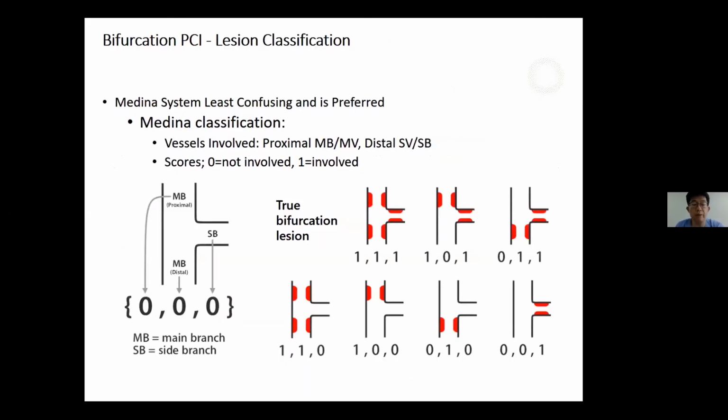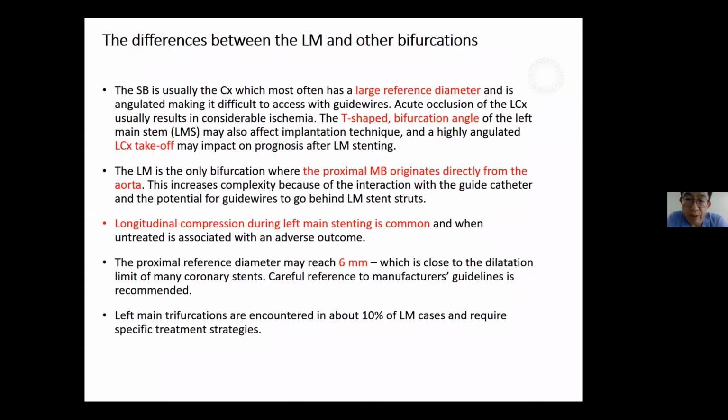So this is a famous classification of bifurcation lesions, the Medina classification. As you know, it has three components, three parameters: main branch and side branch, such as 111, 101, or 011. The LMT lesion is quite different from other bifurcations. This slide shows the difference between the LMT and the other bifurcations.